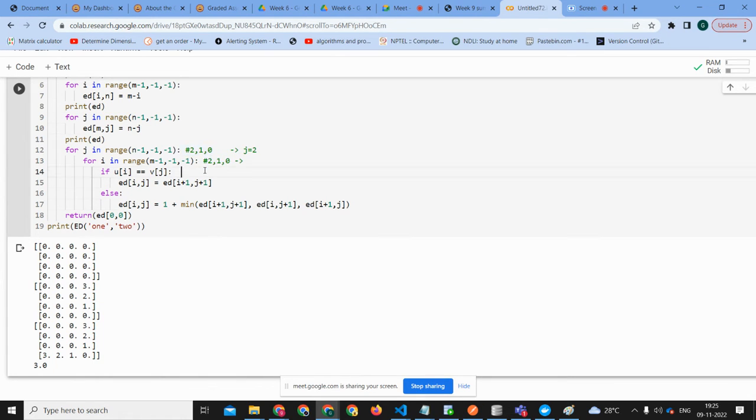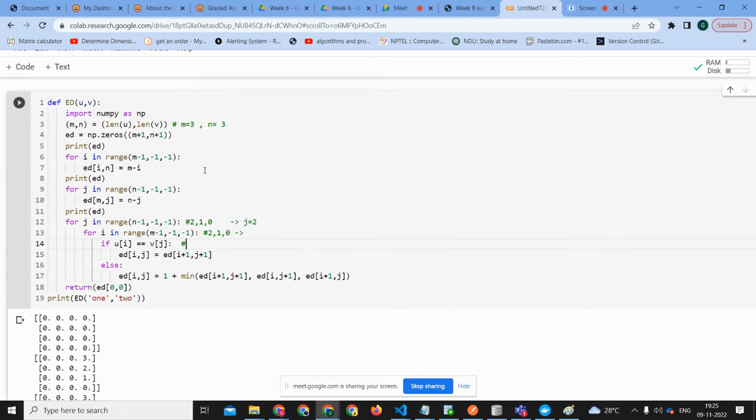Yes, the inner loop. And what is u? U is the first word, right? So if you see, u is the first word. So what is the first word? O. And basically, first word of i. What is i? The first time, i equals 2, 1, and then we have 0, right? So for the first iteration, we are checking v of 2. U of 2. What is u of 2?